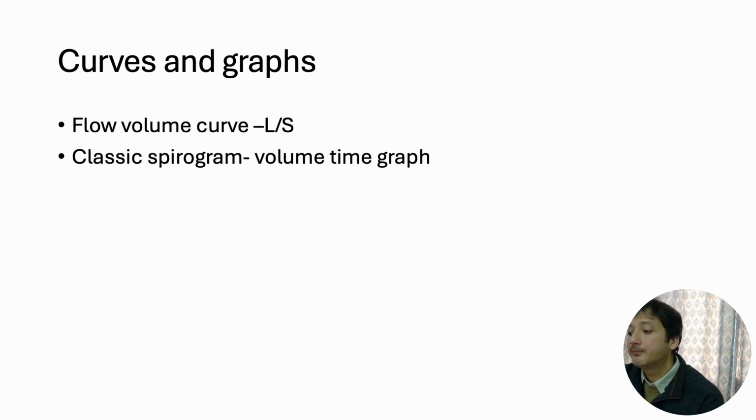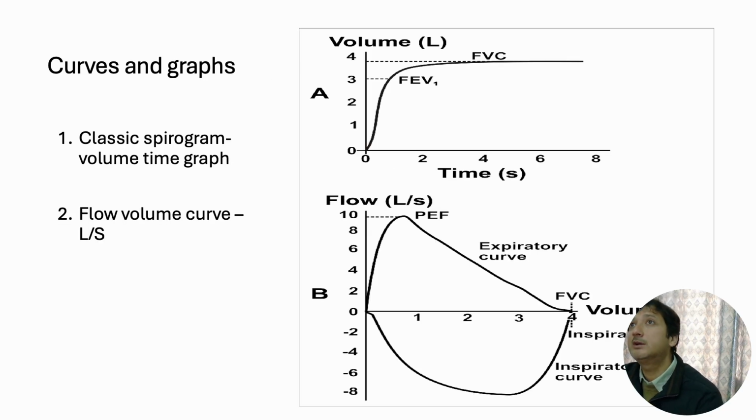In spirometry, we are usually looking at the curves and the graphs. There are two types of graphs. One is a classical spirogram, where we see volume against time, and another is a flow volume curve, where we see flow, that is volume per time, against volume. So these are the two types of graphs. This is a classic spirogram. You can see here the patient expiring, and we are measuring the volume of exhalation against the time. So it is the volume time curve.